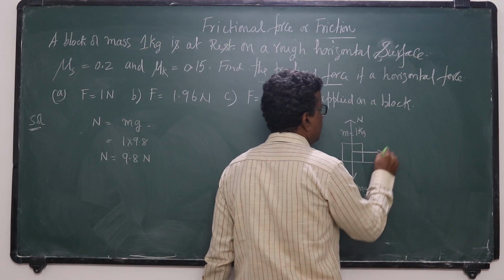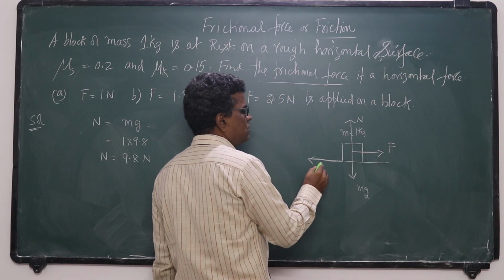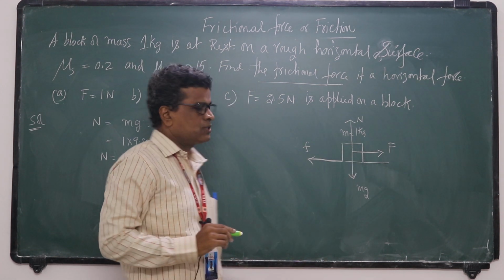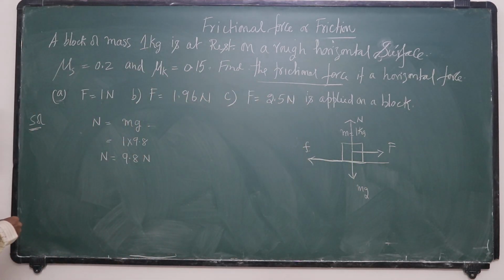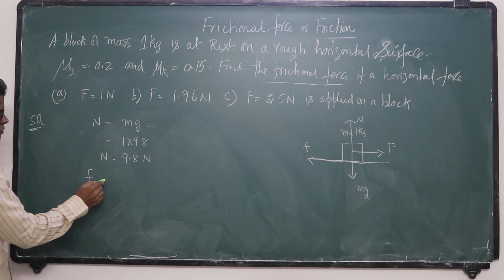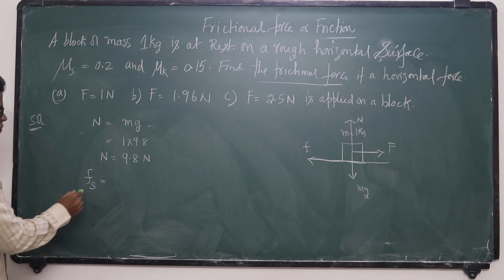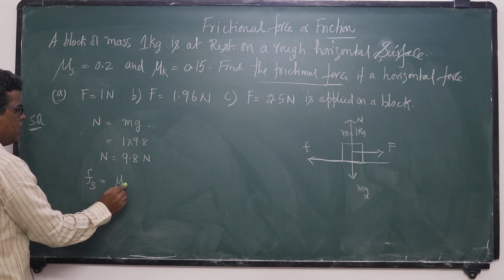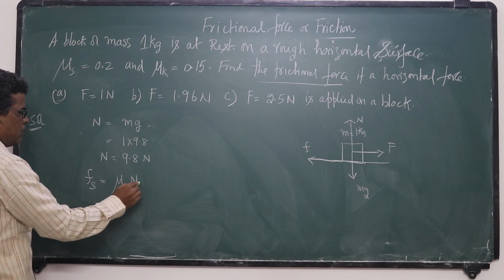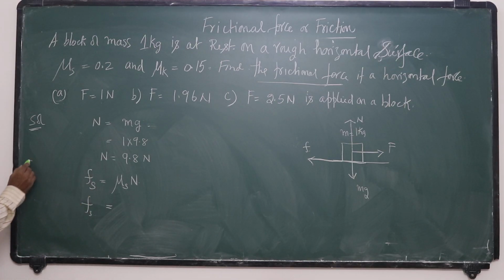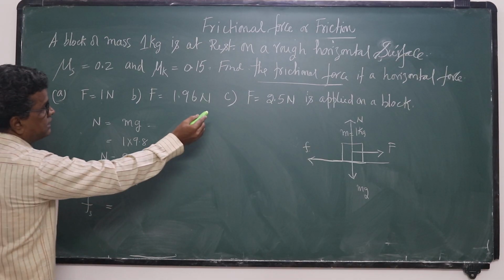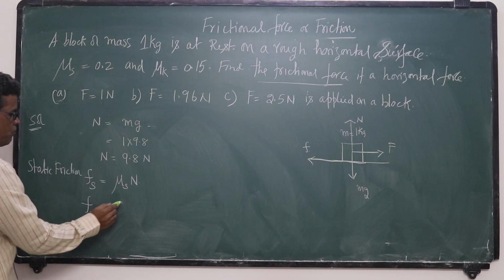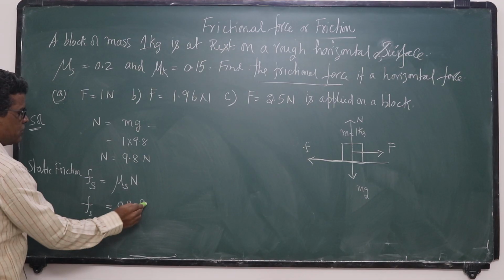So I want the applied force. Let us assume the applied force acts in this direction. Then the friction tends to act in this direction, so it opposes relative motion. How does it act? Tangential to the surfaces of contact. So I want the static frictional force value. First you check the limiting frictional force value. What is the maximum value of static frictional force? It is given by mu s into N. What is mu s? Mu s is given as 0.2. So 0.2 into 9.8. So how much is it?